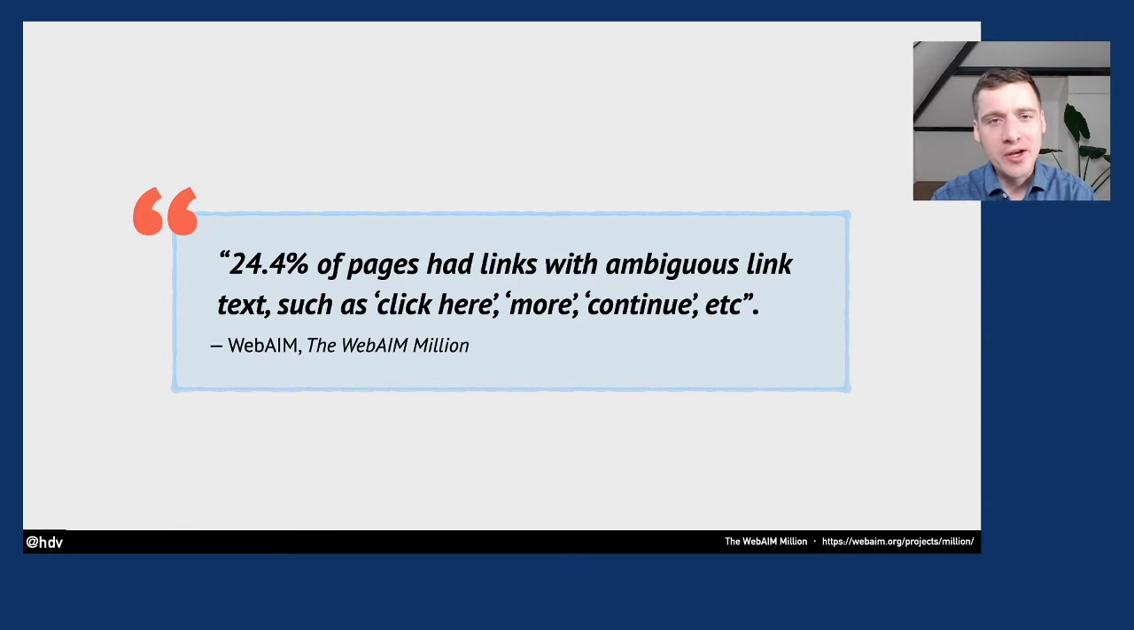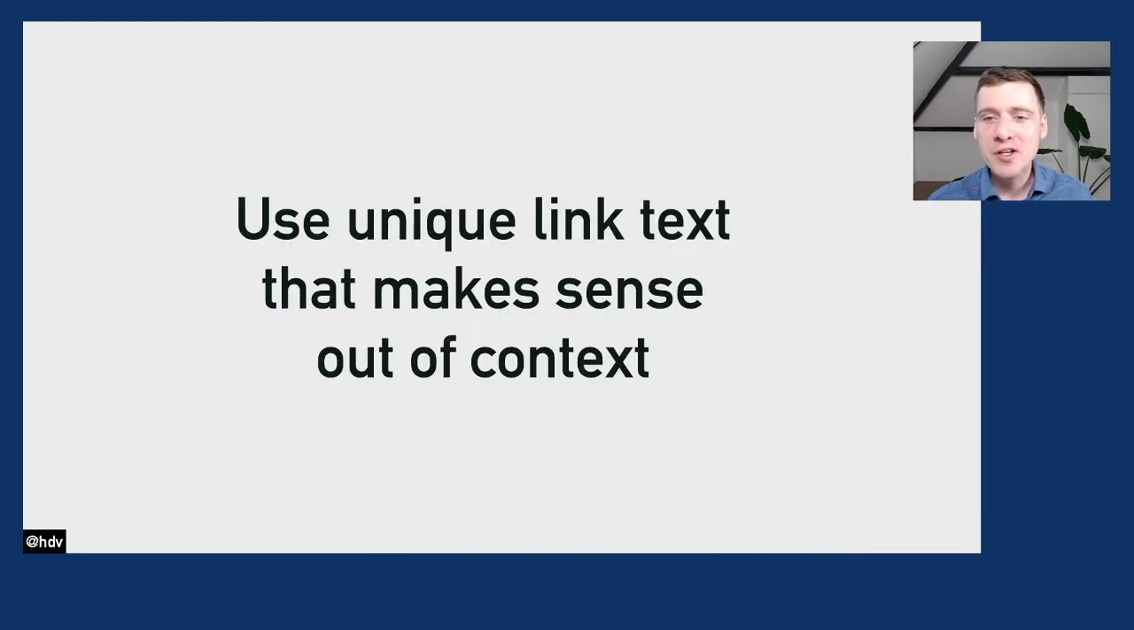And this is a real thing. When WebAIM, which is a group from the US, did research and published that as the WebAIM Million, where they looked at top web pages that are out there, I think 1 million web pages, hence the name, they found that 25% of them had links with ambiguous names like continue or read more. So that's a really big problem on the web, and sort of easy to solve, because the only thing that you need to do is make sure that you have link tags that make sense out of context.